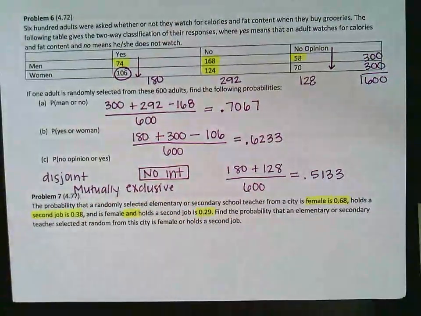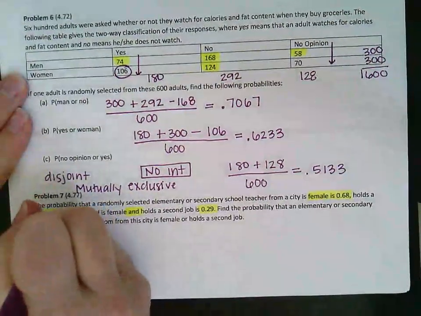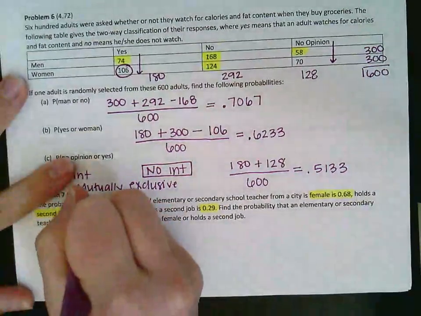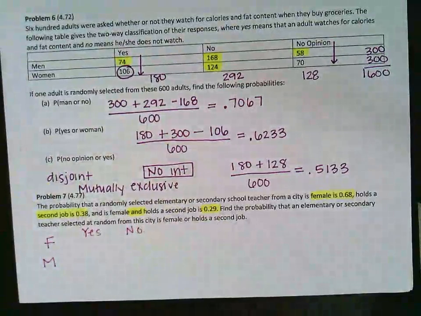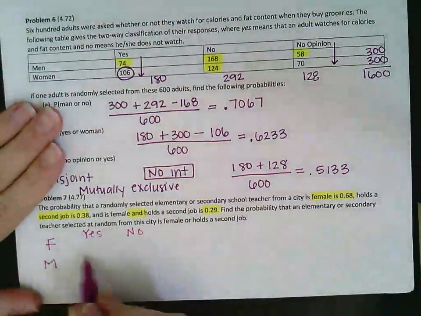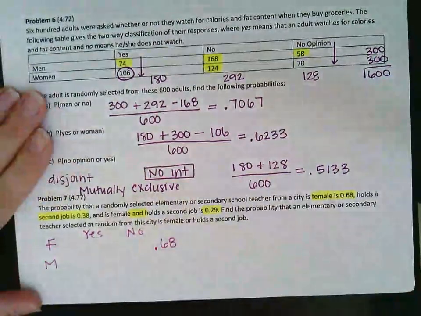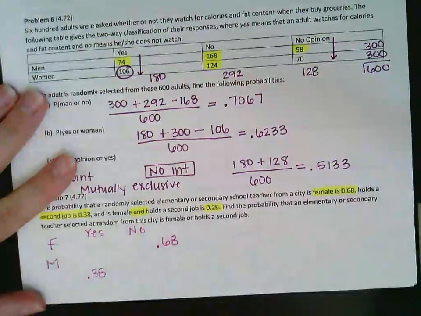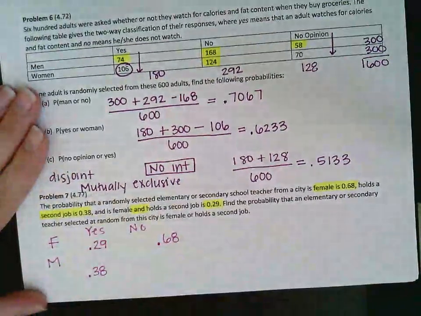Okay, so female, male, yes, no. We're just going to assume that those are the only outcomes here, okay? What I'm given is probability of female is 0.68. Probability of second job is 0.38. And your and probability is 29.